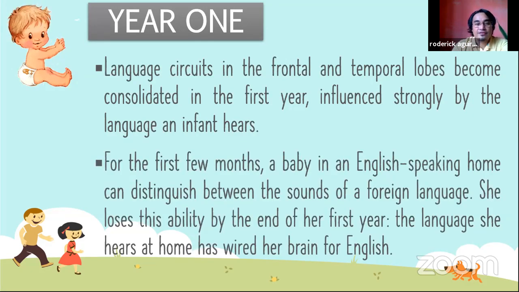Okay, next, for the first few months, a baby in an English-speaking home, just an example though, can distinguish between the sounds of a foreign language. She loses the ability, or he loses the ability, by the end of her first year. The language she hears at home has wired her brain for English.